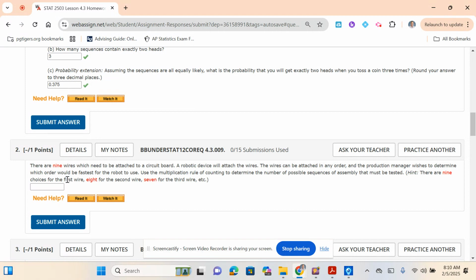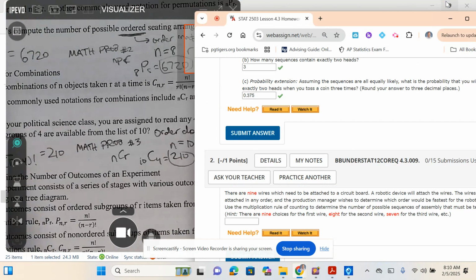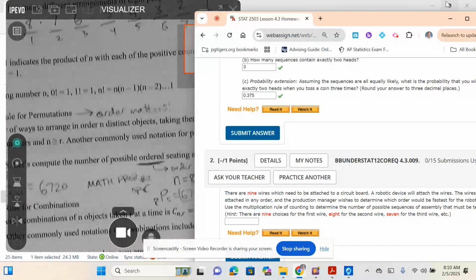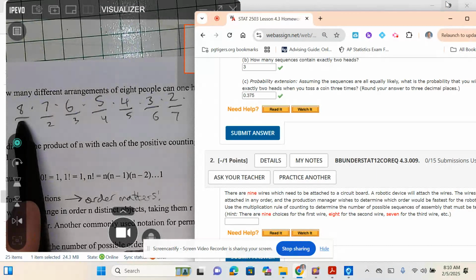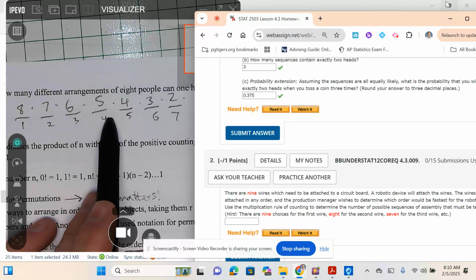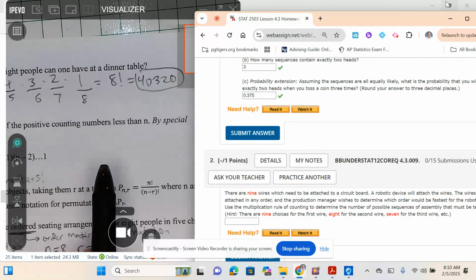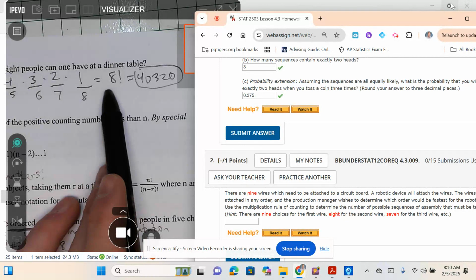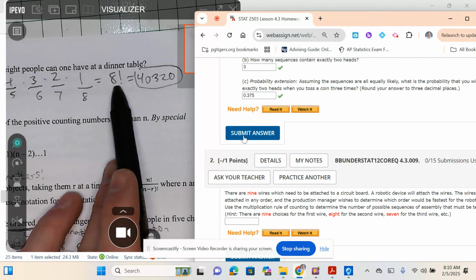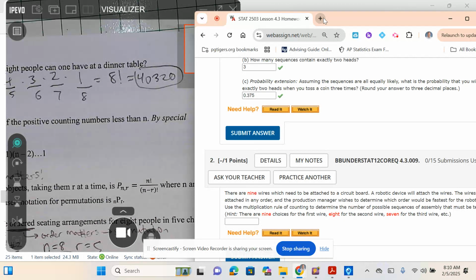There's 9 choices for the first wire, 8 for the second, 7 for the third. So let's think about our notes. The multiplication counting principle, we use that here. If there's 9 for the first one, 8 for the second one, all that. What's a simplified way to find the answer here? What should I do if there's 9 possibilities? 9 factorial. So you could use your calculator.